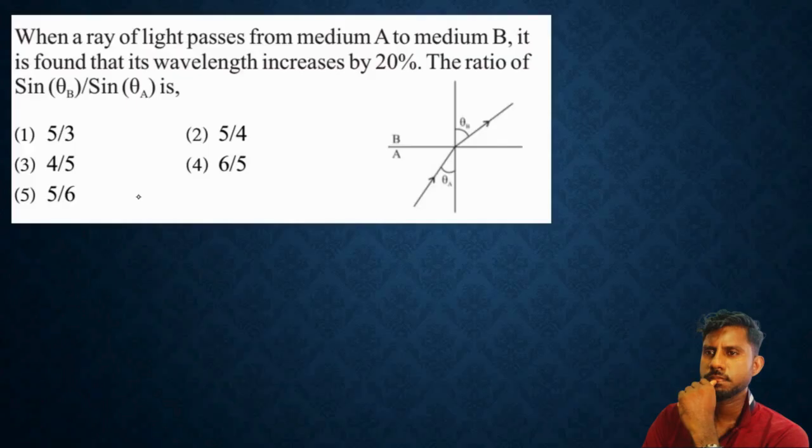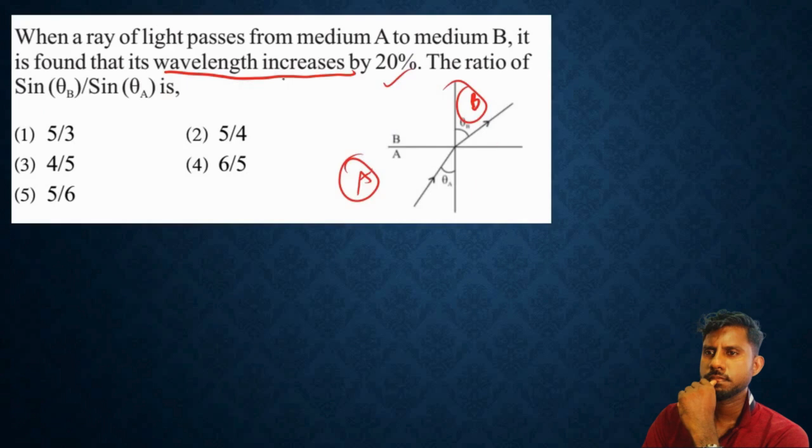Right, moving into the second question. This question seems a bit of an easier question, but still compared with other questions, here they are giving the data relating to the wavelength. Let's read the question first. When a ray of light passes from medium A to medium B, it is found that its wavelength increases by 20%. The ratio of the sine theta and sine is asked.